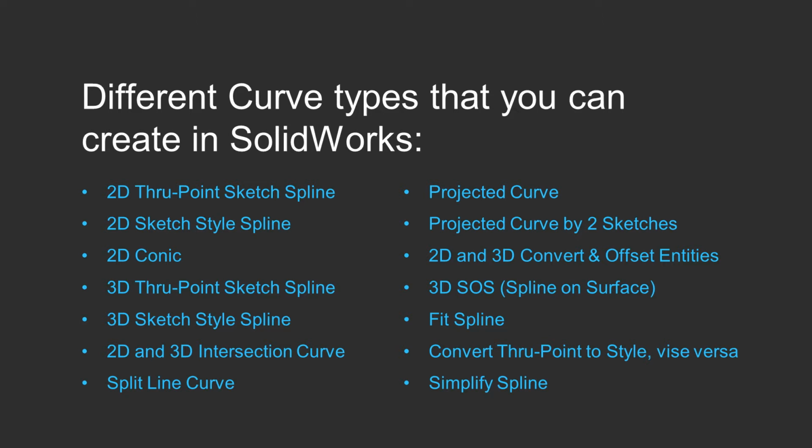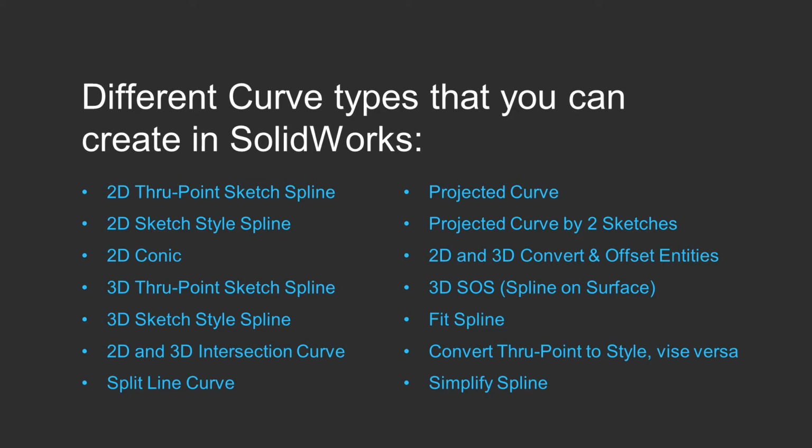And then of course, one of the great things about SolidWorks is that it has a 3D sketch functionality, and Thru-Point and Style Spline can also be used in 3D sketch as a 3D Thru-Point spline or a 3D Style Spline. The exception to that is for the current release of SolidWorks conics, you still cannot do those in 3D. They're confined to 2D. We're hoping for the future that they would be available for 3D because that would be a nice feature to have.